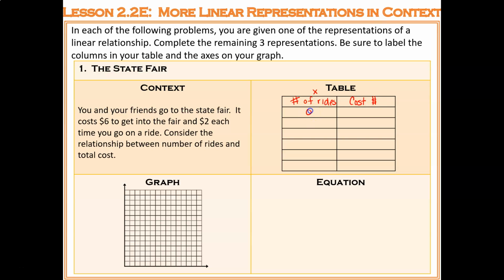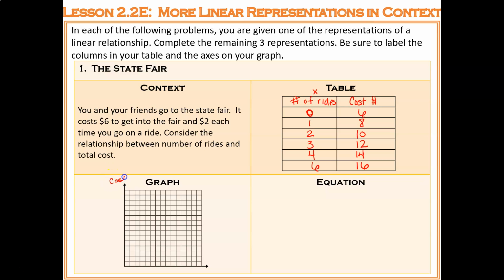Okay, so when we walk in the door and we haven't ridden any rides, it's already going to cost you that $6. So for every ride, you're going to add $2 onto that 6. So after one ride, we're at 8. 2, we're at 10. 3, when we add 2 more dollars, we're at 12. 4, we're at 14. 5, we're at 16. So let's go ahead and graph this.